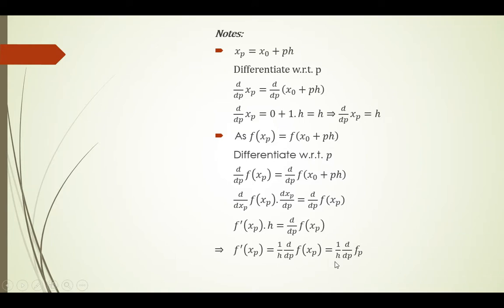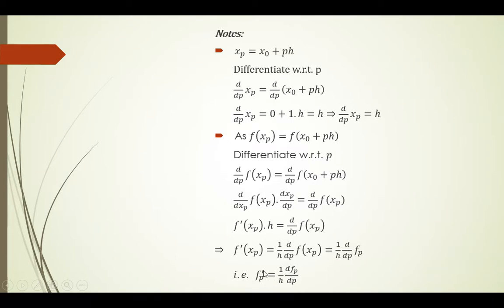So 1 by h of d by dp, this can be denoted by f of p, so it means that f prime p is equal to 1 by h multiplied by d by dp of f of p. So f prime is this thing.